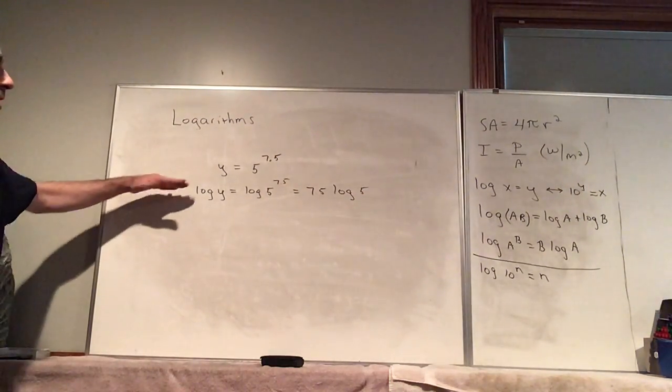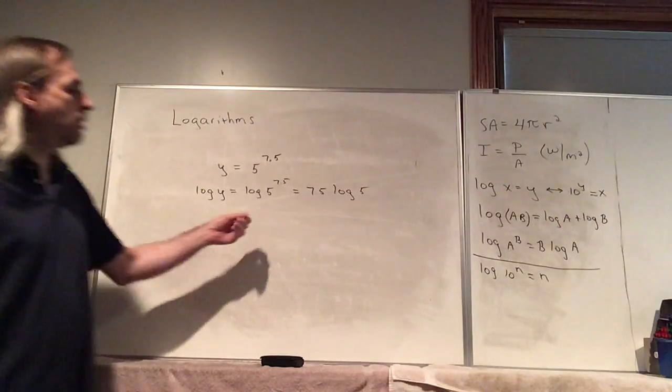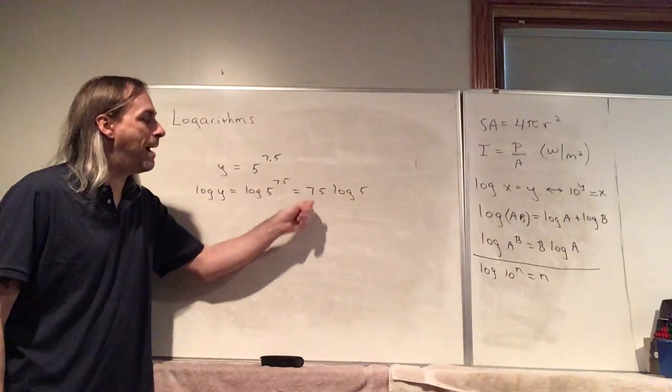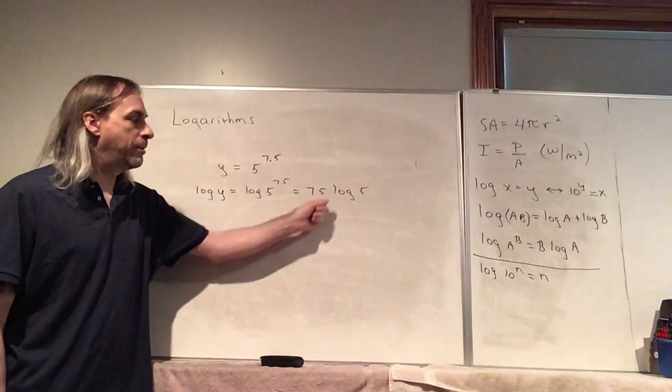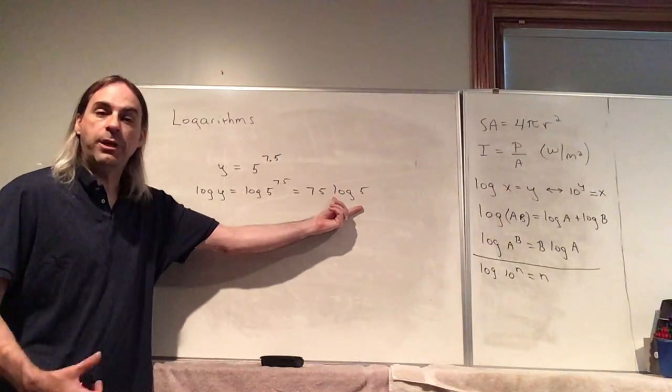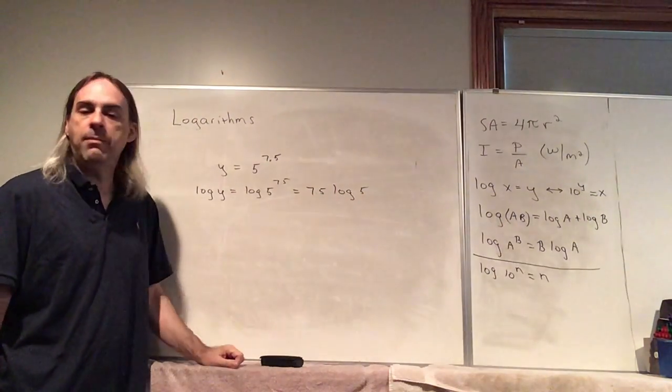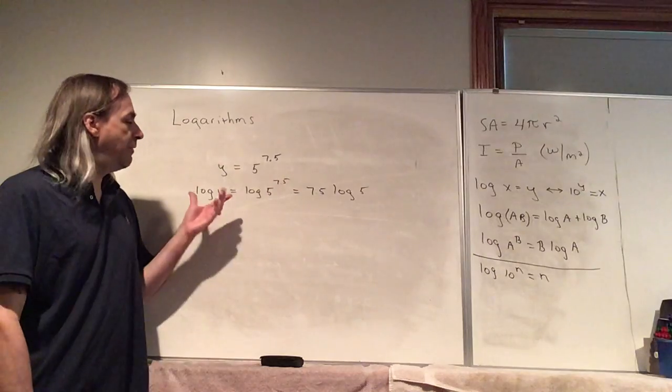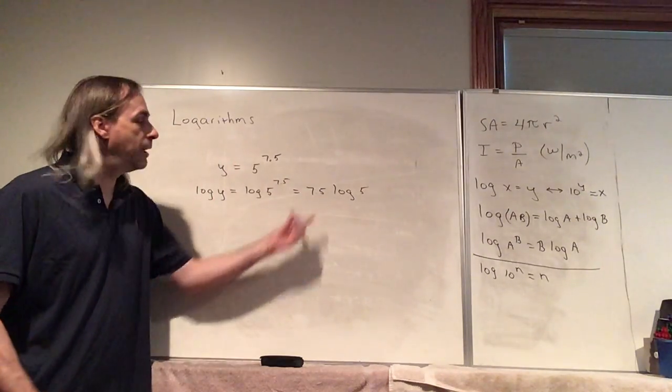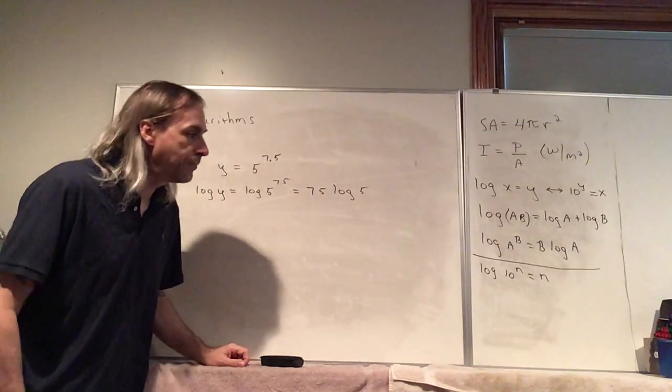Okay. So when it comes to exponents, we've turned raising something to a power into multiplication. So, log 5, we can look that up, and then multiply by 7.5. We've taken this exponent and turned it into a problem in multiplication.